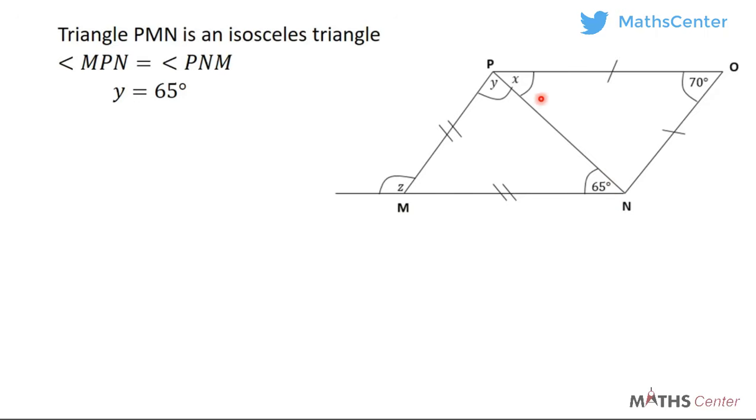So we have found the value of X, we found the value of Y. We have another letter here, which is Z. Now how do we find the value of Z? Let's look at this very carefully and consider triangle PMN again. We see that Z here is an exterior angle. If you look at it very well, you will see that Y and 65 degrees are the interior opposite angles of this exterior angle, which is Z.